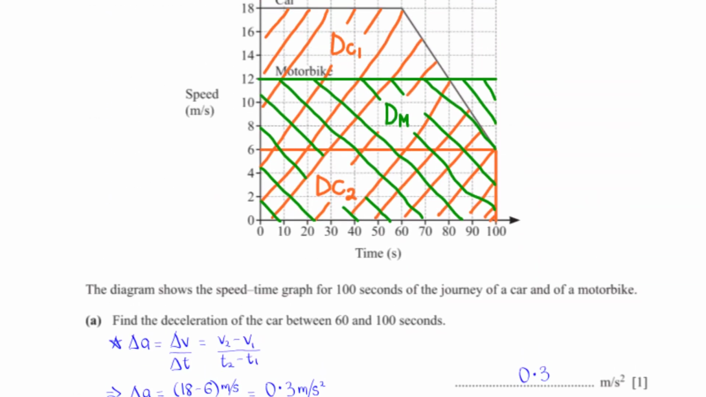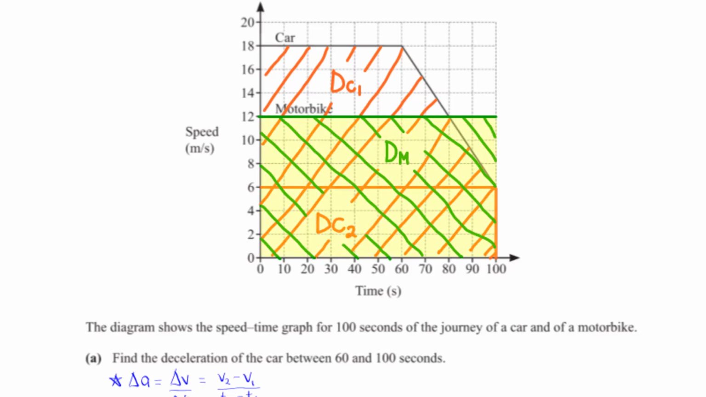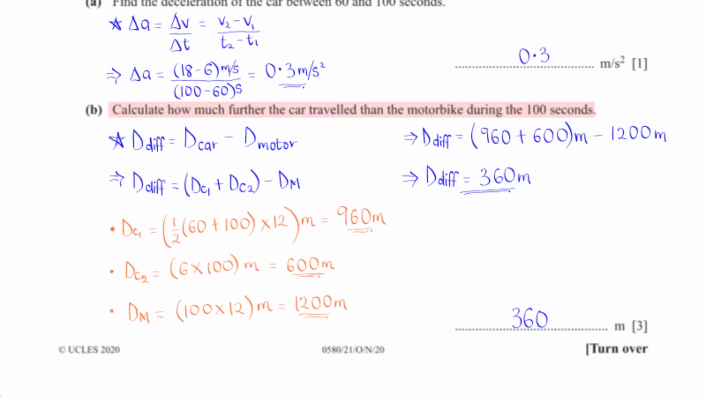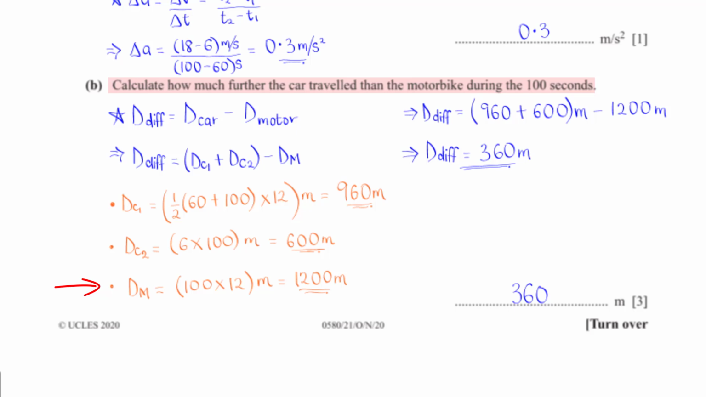For the motorbike, the area under the graph is a rectangle, and so we have 100 times 12 meters, giving us 1,200 meters. And so the difference between the distance traveled is equal to 960 plus 600 meters minus 1,200 meters. And this gives us 360 meters.